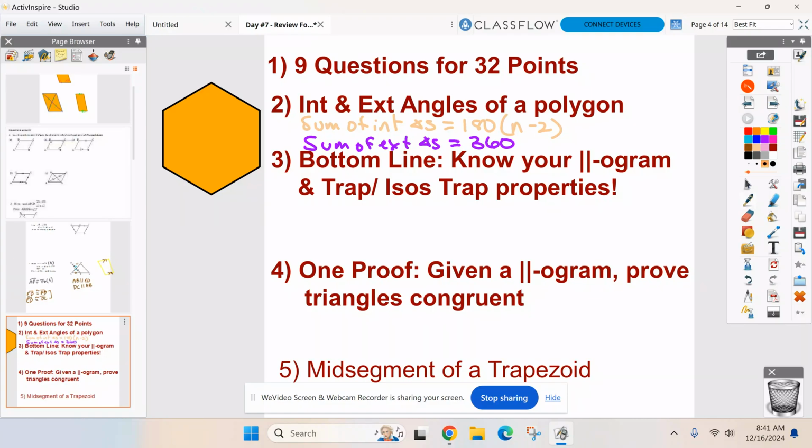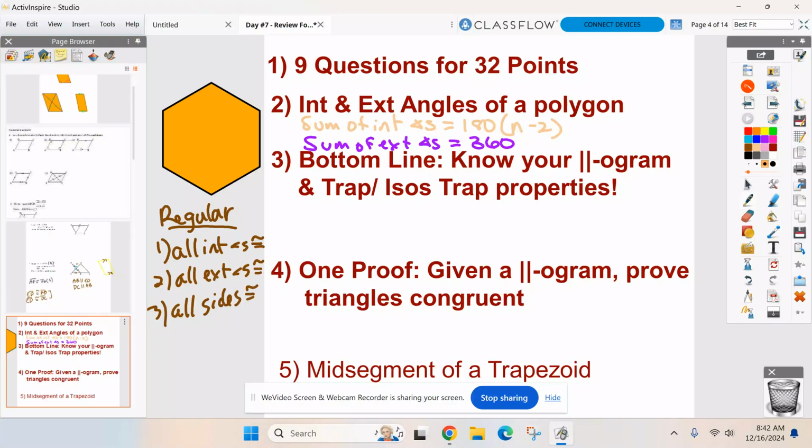And finally, if you're told a polygon is regular, which probably will be tomorrow, that means all interior angles are congruent. All the exteriors are equal, and all the sides are equal or congruent. So I know we're doing these 3 figures here, but we also did a day one with all this stuff here.